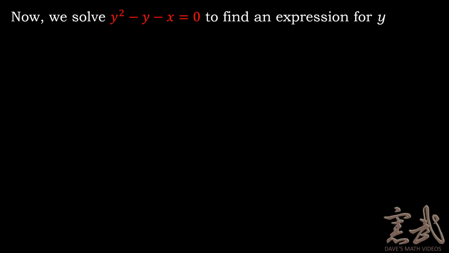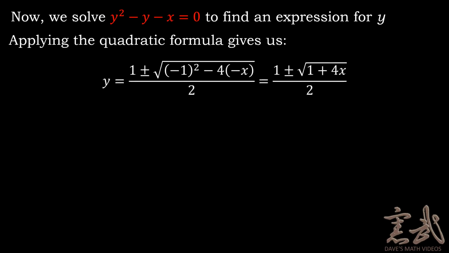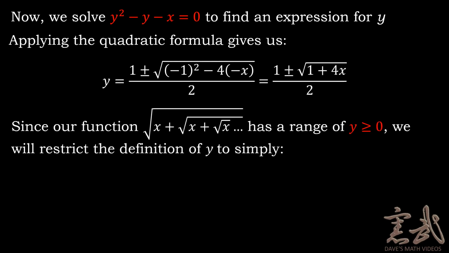At this point, we can use the quadratic formula to find an expression for y. If we let a equal 1, b equal negative 1, and c equal negative x, and plug these into the quadratic formula, we will get y is equal to 1 plus or minus the square root of negative 1 squared minus 4 times negative x, all over 2. And when simplified, this gives us 1 plus or minus the square root of the quantity 1 plus 4x, over 2. At this point, we need to take a look at our expression.